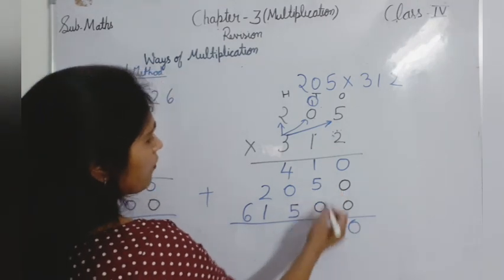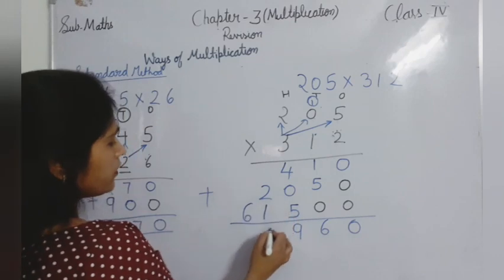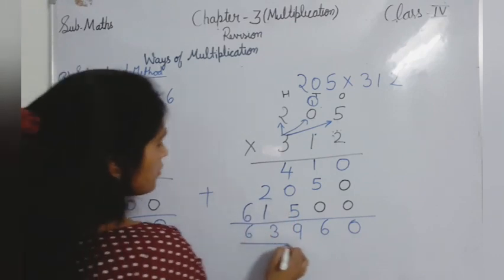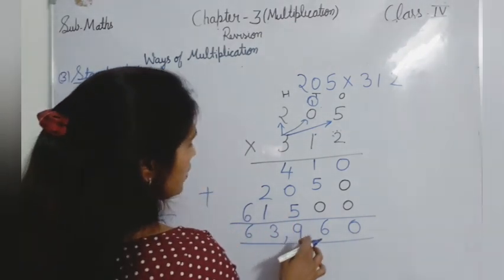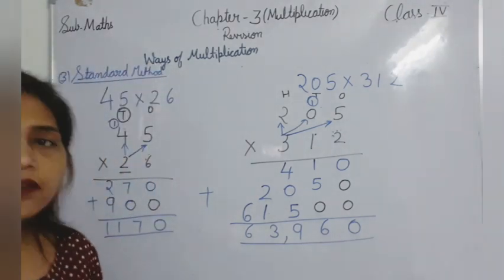0, 5, 4 1 6, 5 4 4 9, 2 and 1 3 and 6. So 63,960 is the answer. Clear? This is the standard method.